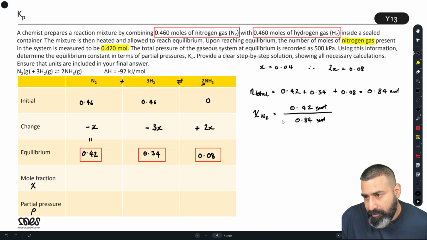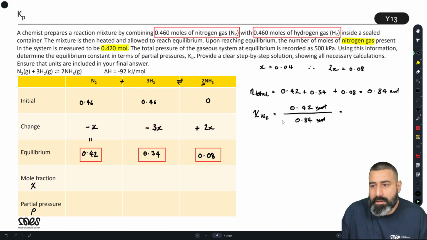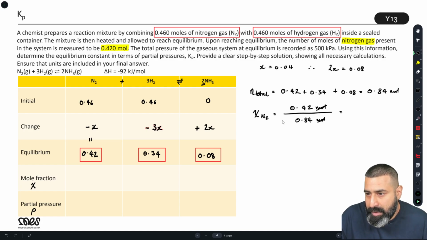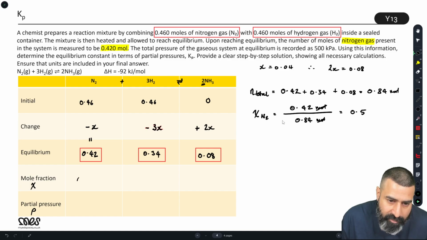And then remember that the moles cancel out because it's a fraction. So this is just a number. So this is equal to 0.5, no units. Okay, so that's how we do it. So this is 0.5.